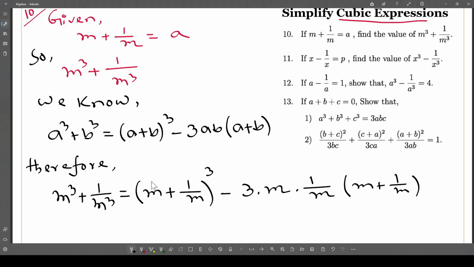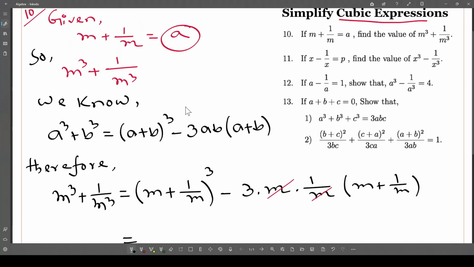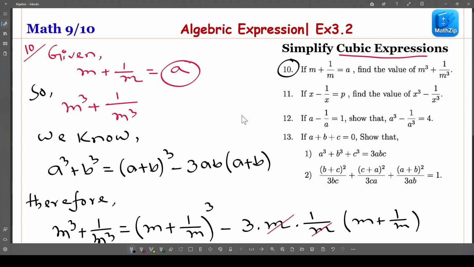Here we consider a means m and b means 1 by m, and we just follow the rule. So here m and 1 by m, we can write m plus 1 by m. We already know this is a. So a cube minus 3 times m plus 1 by m, which is a, and this is our answer: a cube minus 3a. So number 10 done. I hope you understand this one.